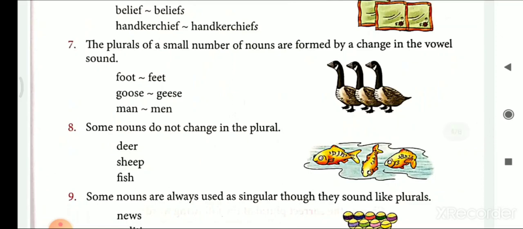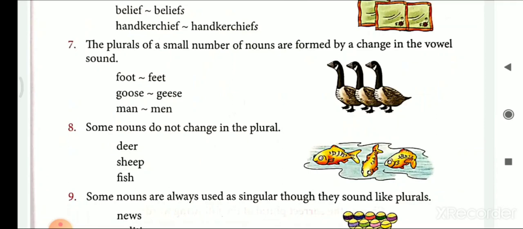Point number 7. The plurals of small number of nouns are formed by change in the vowel sound. In the small number of nouns, that is in a very few number, if we need to change the plural, always change the vowel sound. That is, instead of foot, we will write feet. Goose, geese. Man, men.